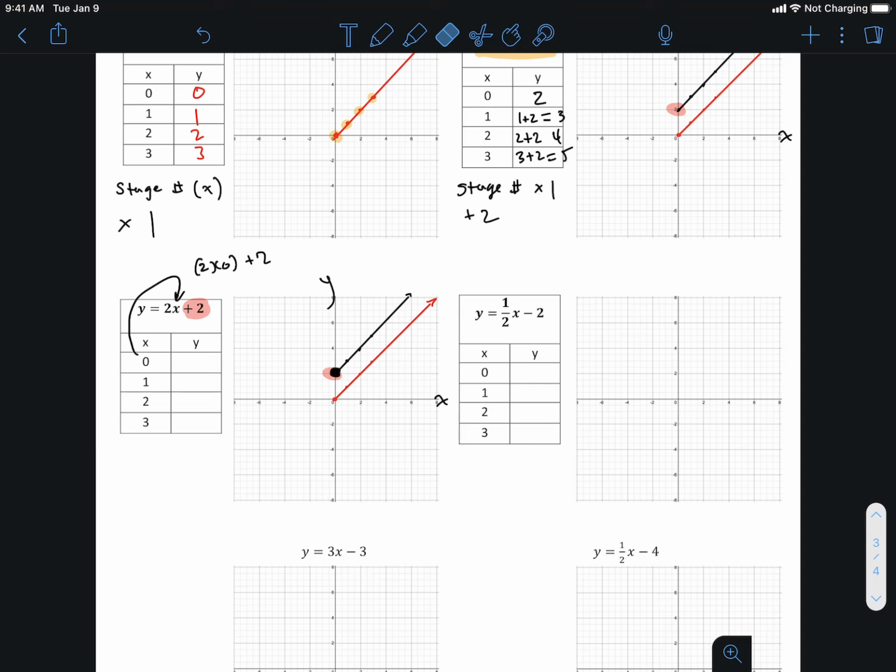1 times 2, because 1 is the term number. Times 2 is 2, plus 2, so it's 4. So we're taking this and plugging it in for x, and we get 1 times 2 plus 2. What is that? 4. Okay, so let's go plot that point. I've got to grab my pencil.